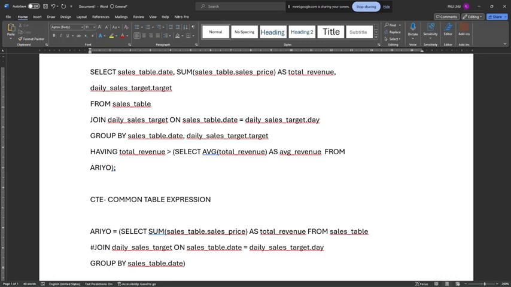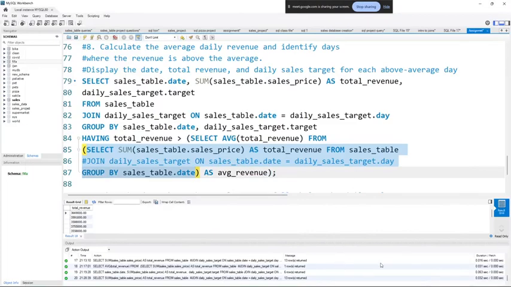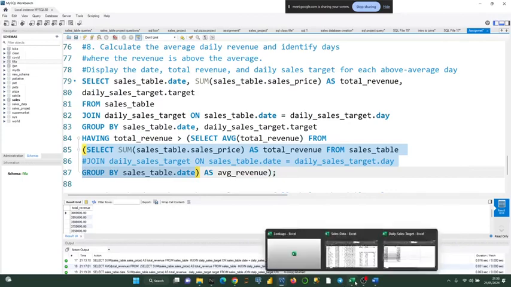Now, how do we use them? How do we use them? That is now the next thing. How do we use them? Let's go back to our Excel.